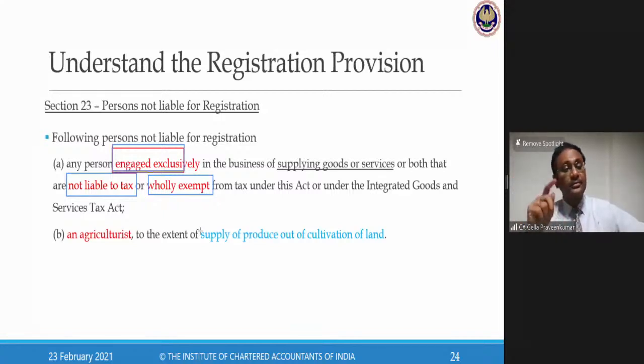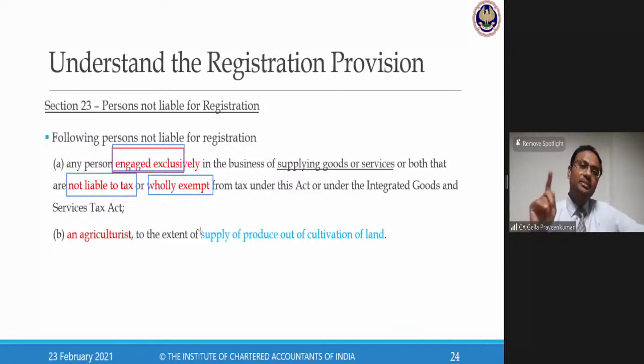Clause B. An agriculturist, to the extent of supply of produce out of cultivation of land. So when I have a land which is meant for cultivation and I have been defined as an agriculturist, any produce out of my agricultural land, no need to get registered.